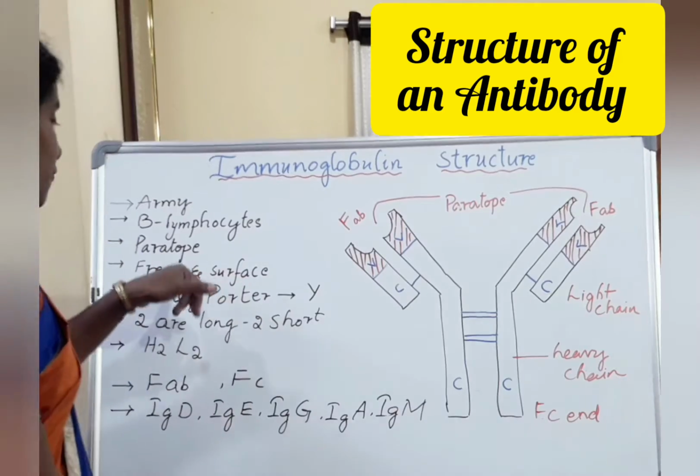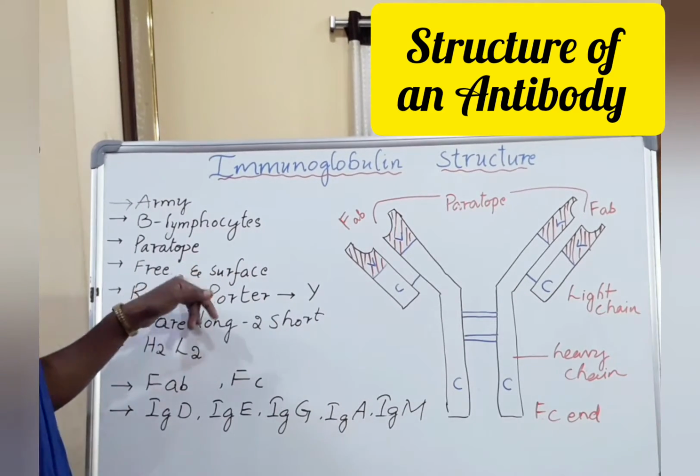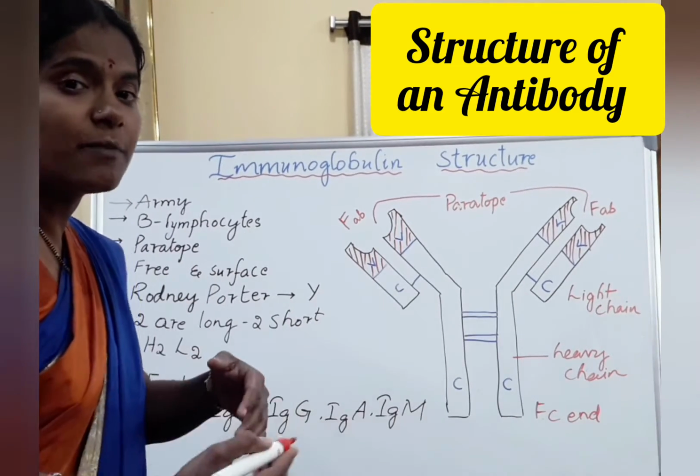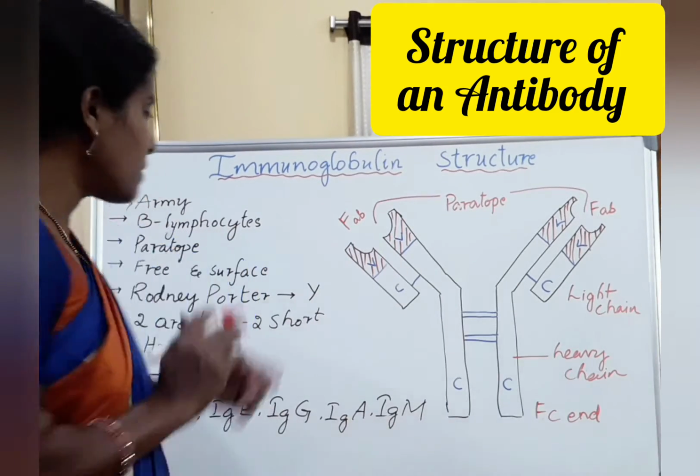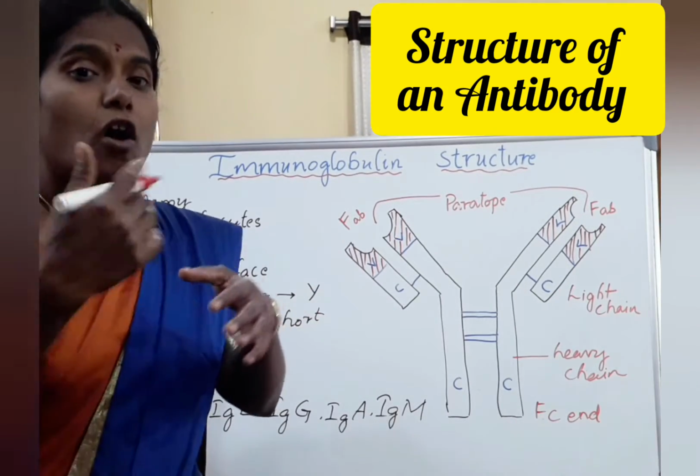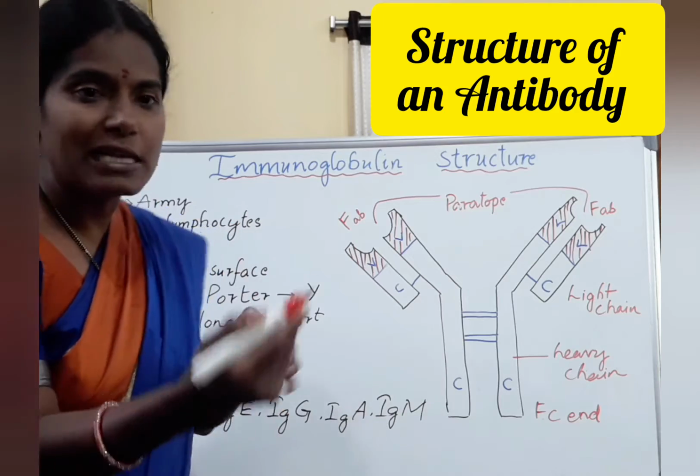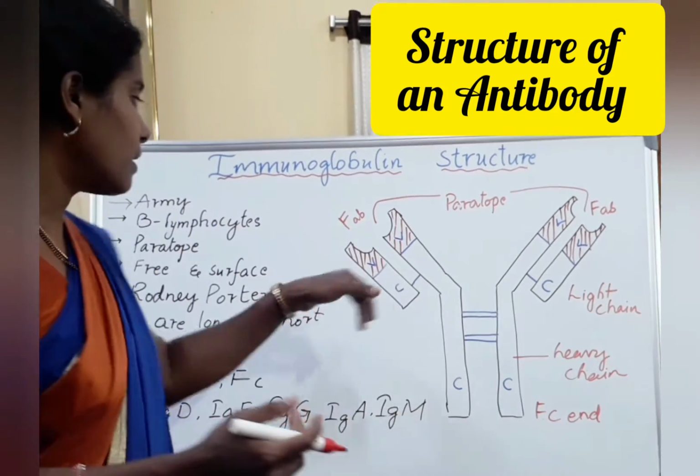Based on their location, the immunoglobulins are of two types: free and surface. The free ones are present in the circulation of body fluids, and the surface ones are present on the B lymphocytes and memory cells as surface antibodies.